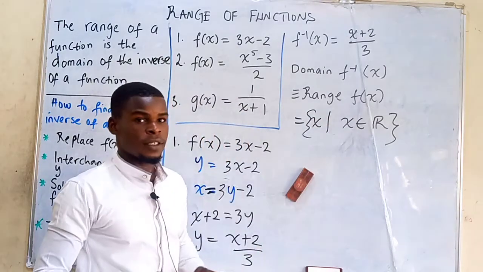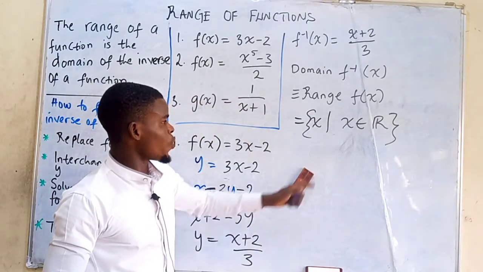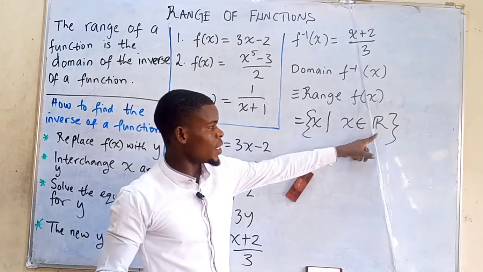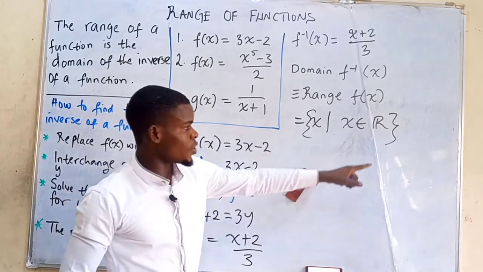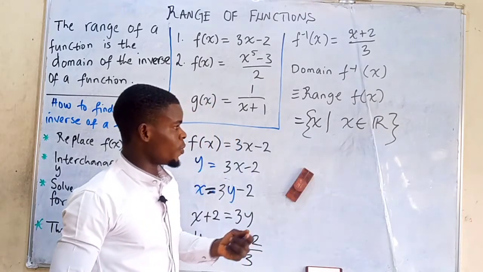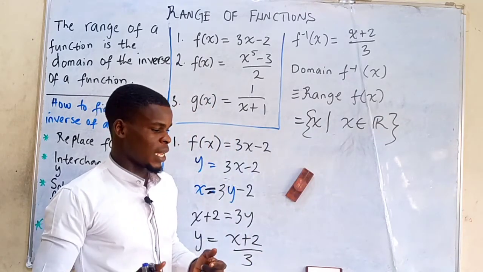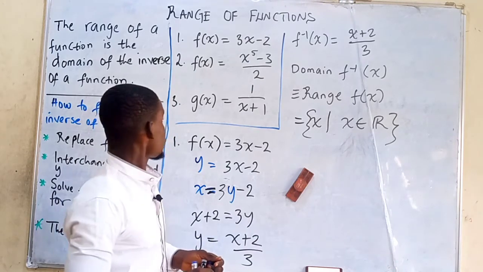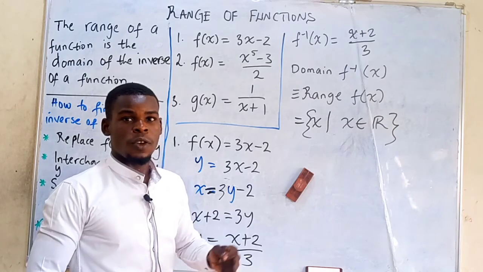So what this tells us is that the range of this function will be elements x such that the elements are members of the real numbers. So this notation, this R here with the double bar, shows the set of all real numbers. That is every possible number you can ever think of. Right, great. Okay, that's better. Now let's go back to the second question.